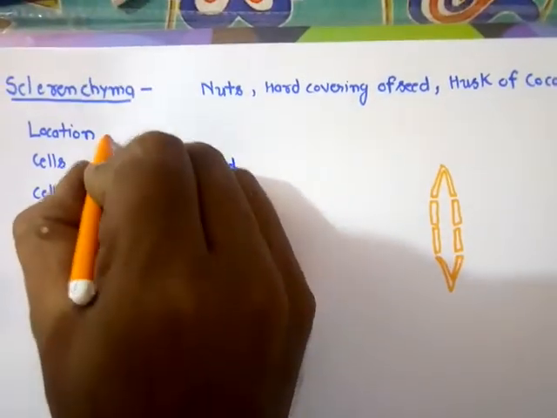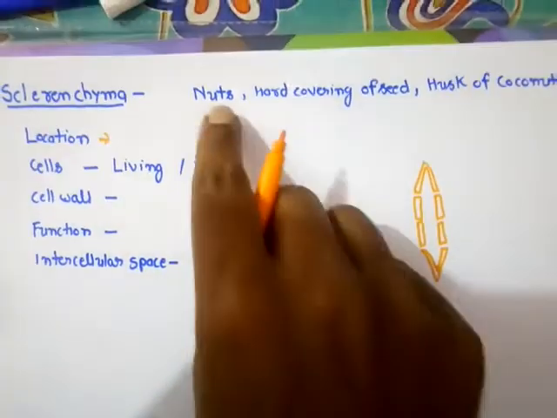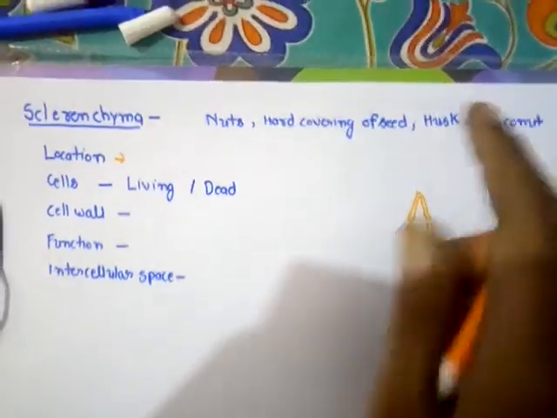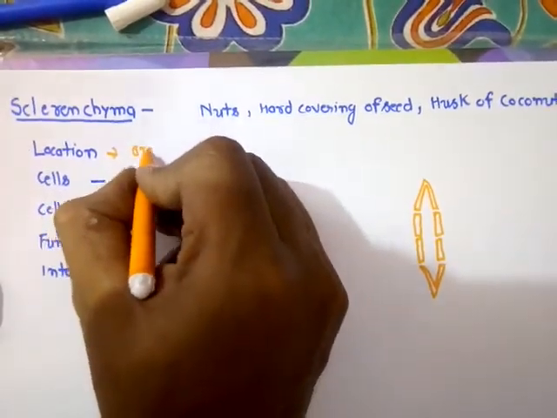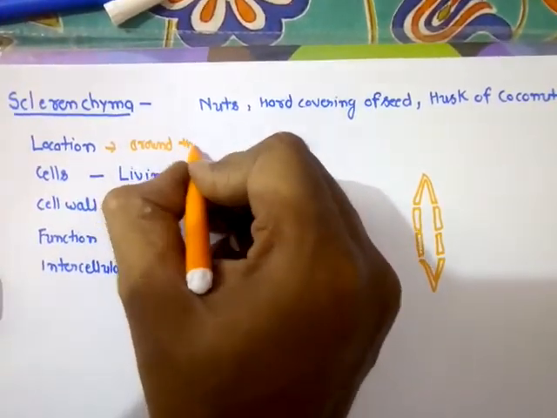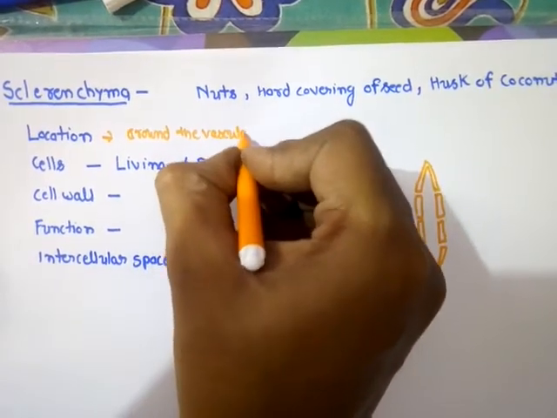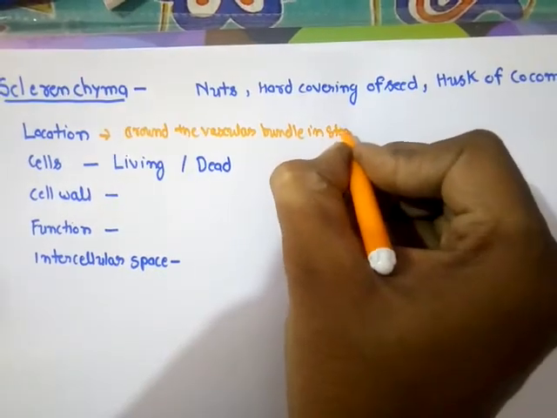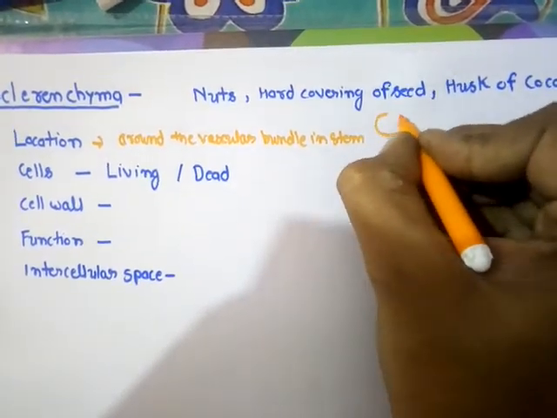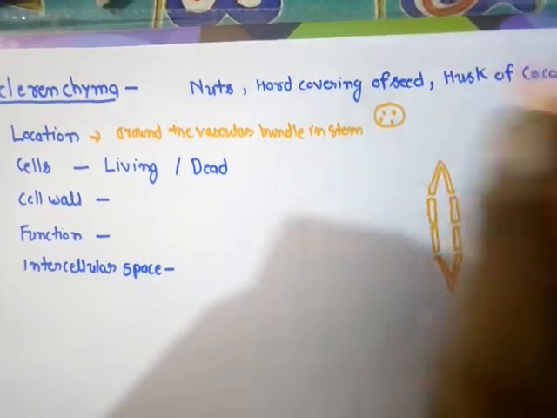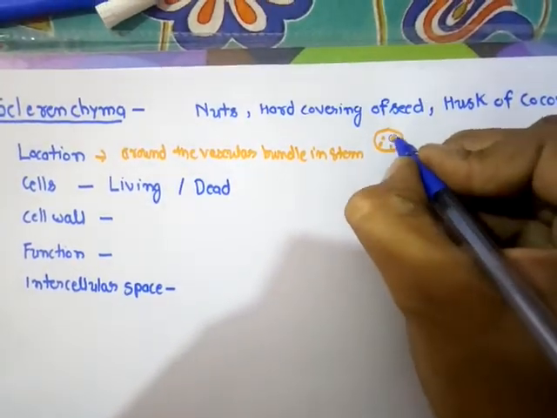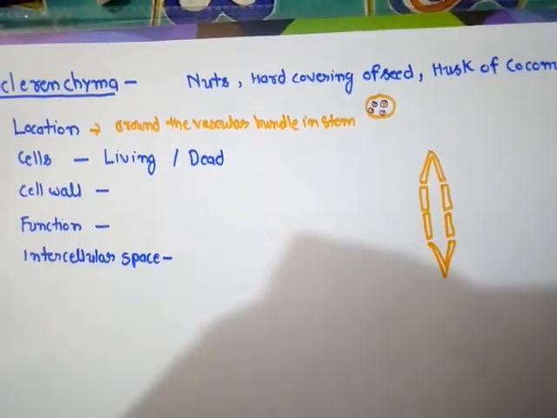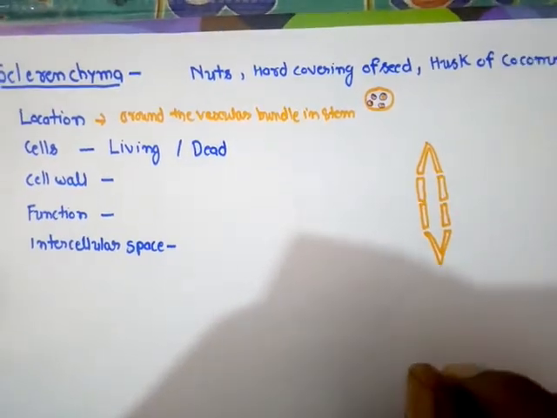So sclerenchyma is found in hard parts of the plant, like the covering of nuts, covering of hard seeds, husk of coconut. It is also found around the vascular bundles in stem. So if you cut a section of a stem, you will see the vascular bundles are there, and around these vascular bundles the sclerenchyma is present. So sclerenchyma in a stem is found around the vascular bundle, that is xylem and phloem. We will discuss about them further in this chapter.